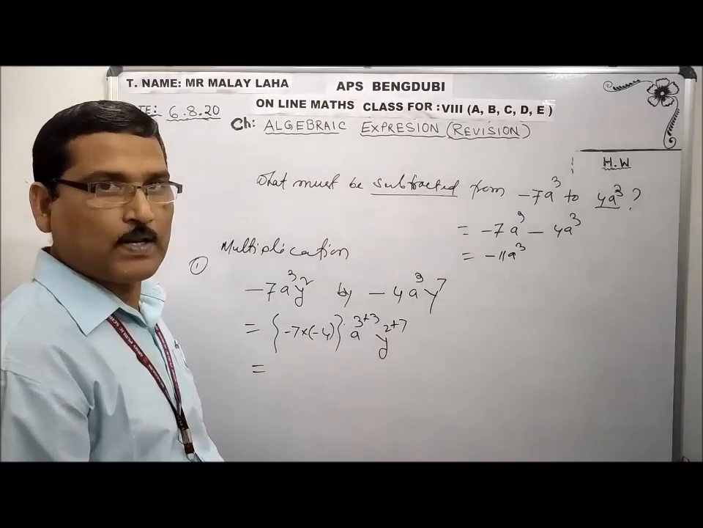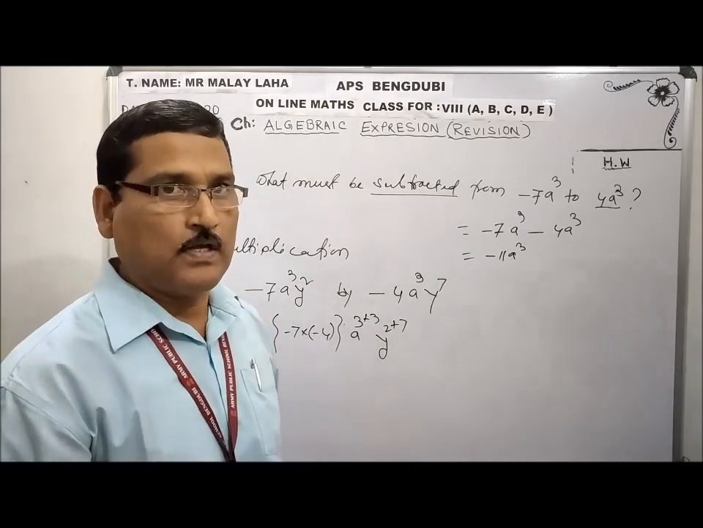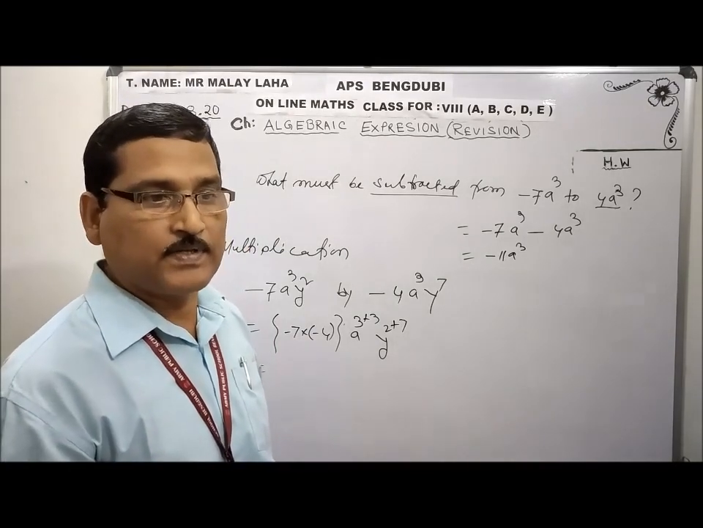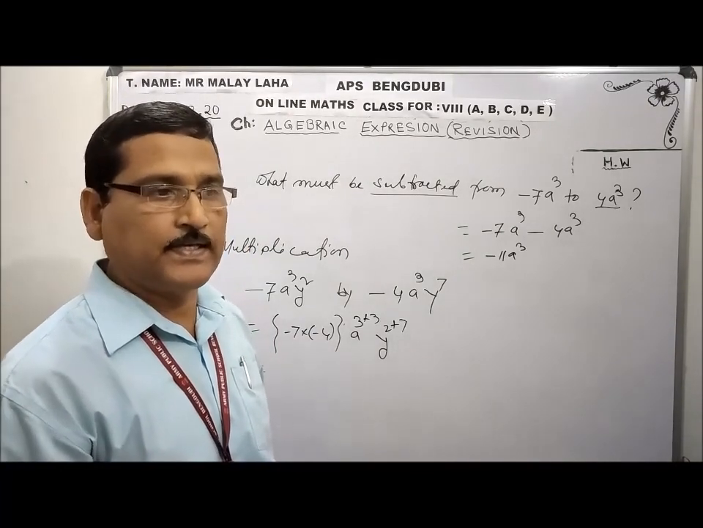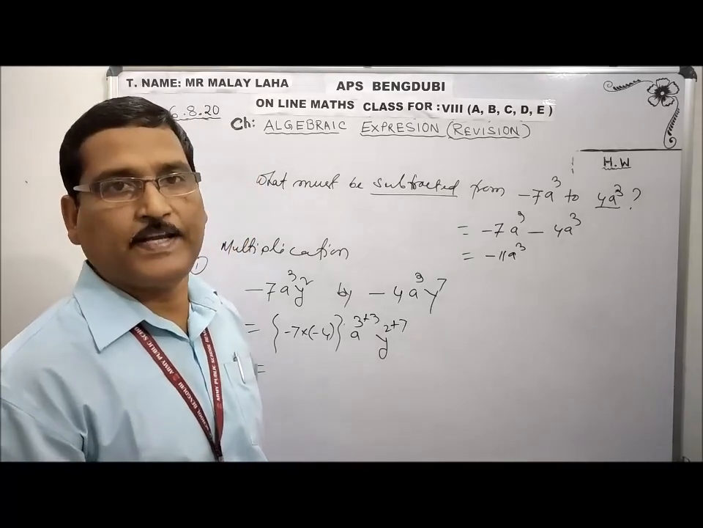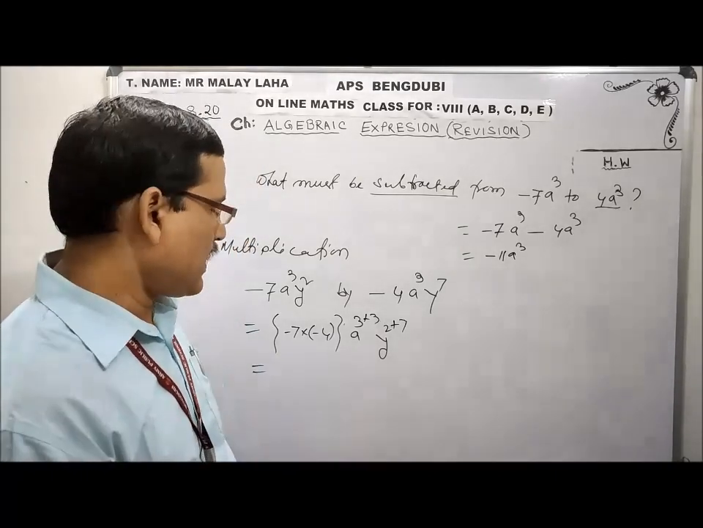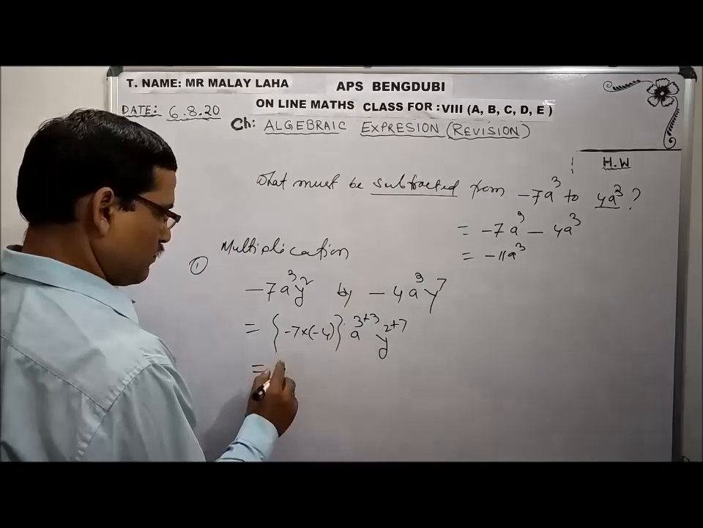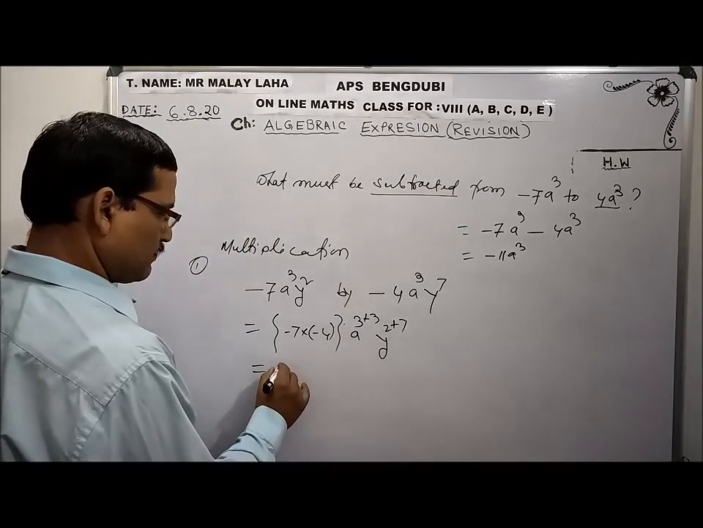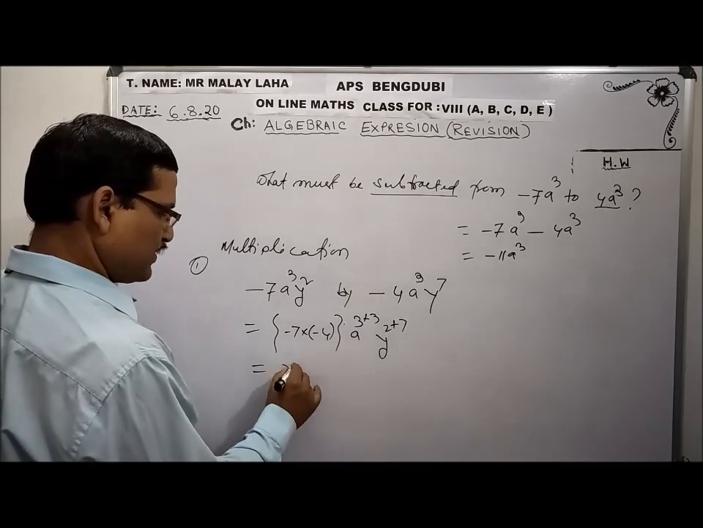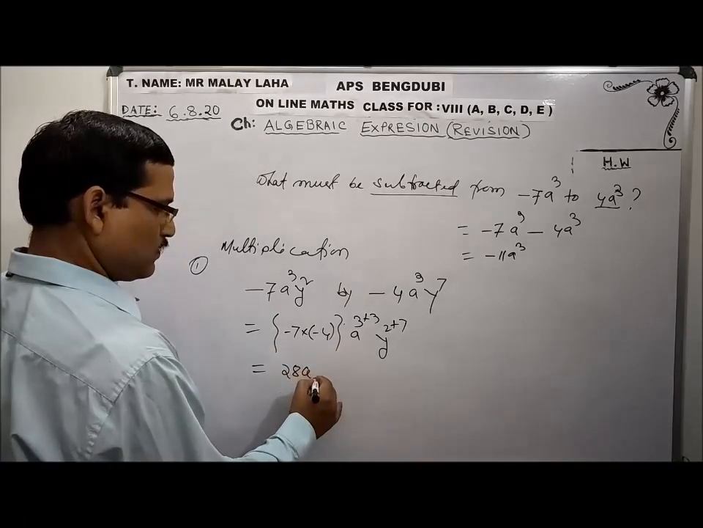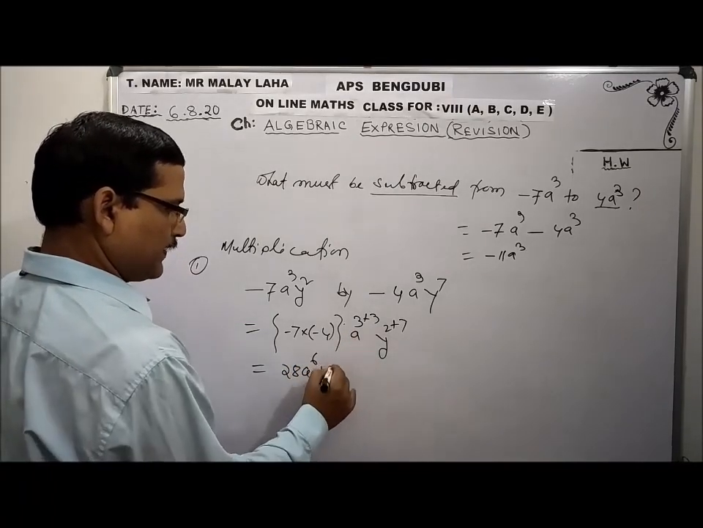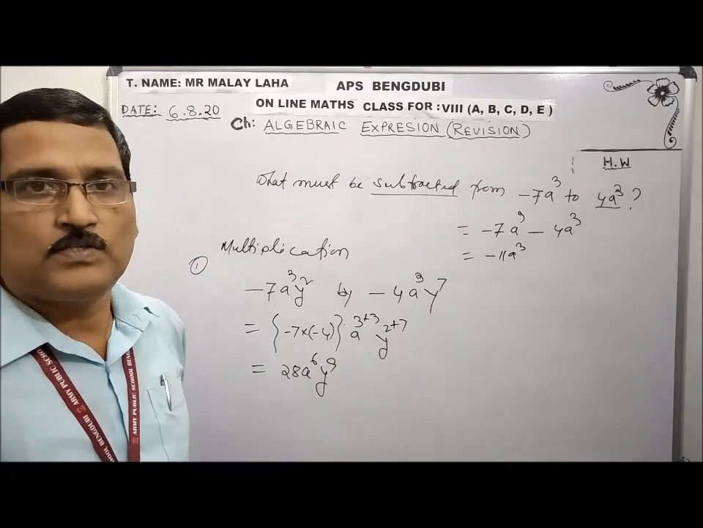Minus minus plus. In case of multiplication and division, minus minus gives plus, so the plus sign will be there. And in case of addition and subtraction, if minus and minus are there, you will add, but the sign will be minus. In multiplication and division, minus minus, the sign will be plus. So then, 7 4s are 28, a raised to 6, y raised to 9. Have you understood?